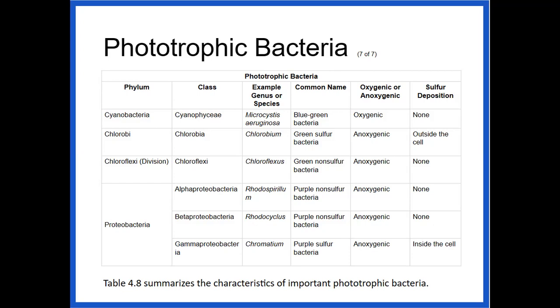So chlorobi and green sulfur bacteria, chlorophyll, green non-sulfur bacteria, alpha proteobacteria. You have, sorry, ito pala yung mga ibang phylum. So it's under proteobacteria. May mga phototrophic bacteria ka sa proteobacteria. This includes Rhodospirillum, Cyclus, and Chromatium.